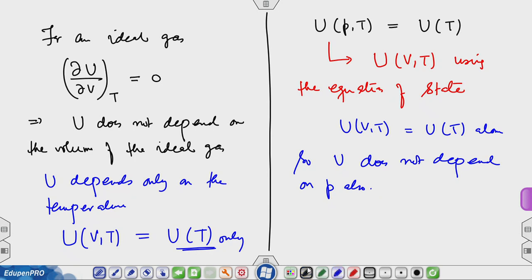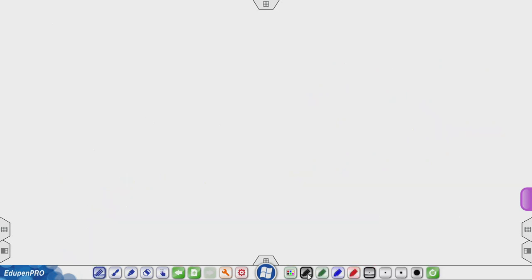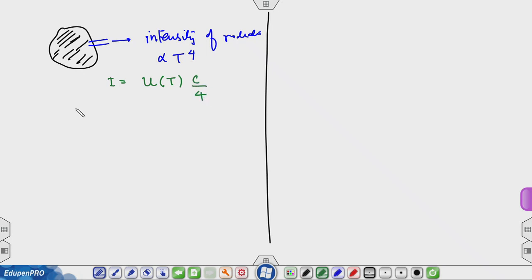The second result I am going to obtain is the Stefan-Boltzmann law for black body radiation. So let me just recall first what black body radiation, or the Stefan-Boltzmann law, is all about. If I take a black body, that is a cavity where the radiation is trapped, and let it come out from a hole, then the intensity of radiation is proportional to T raised to 4. And you can also show that this intensity is equal to the energy density inside, which depends only on T, times c by 4, where c is the speed of light.